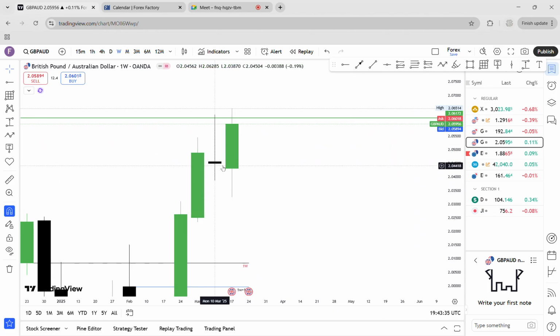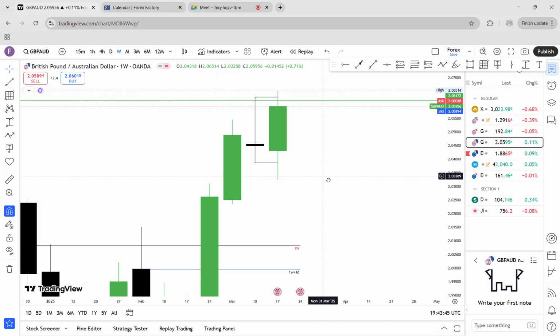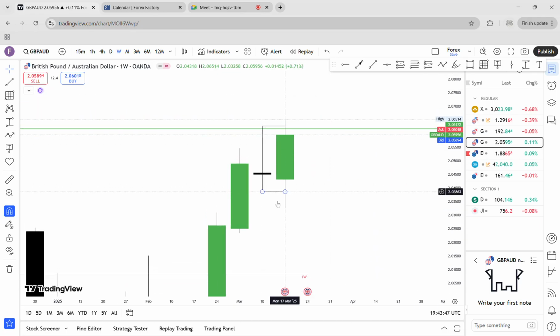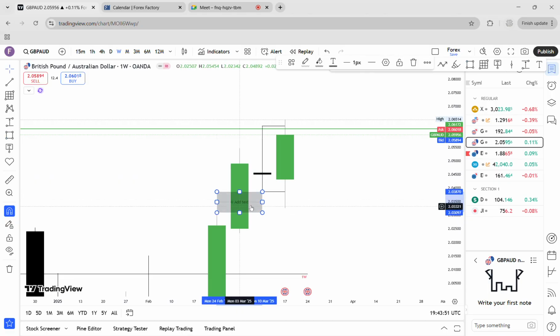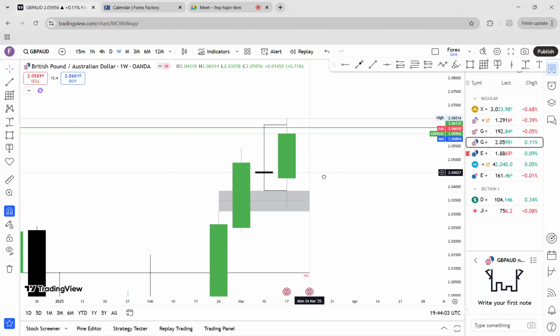What is this? Balance, consolidation. Let's first of all identify this one, high and low. What is this? Weekly time frame, right? Yes. Which means there is a fair value gap right here, and we have a balance area. What are we expecting? Expansion for sure, or we will do a power of 3 before that expansion occurs, right?